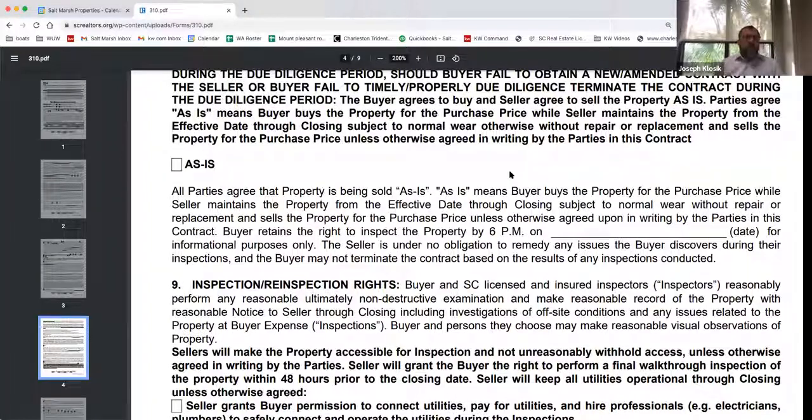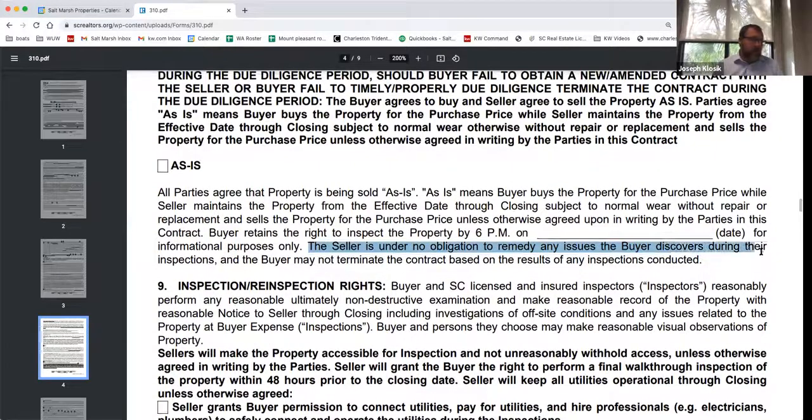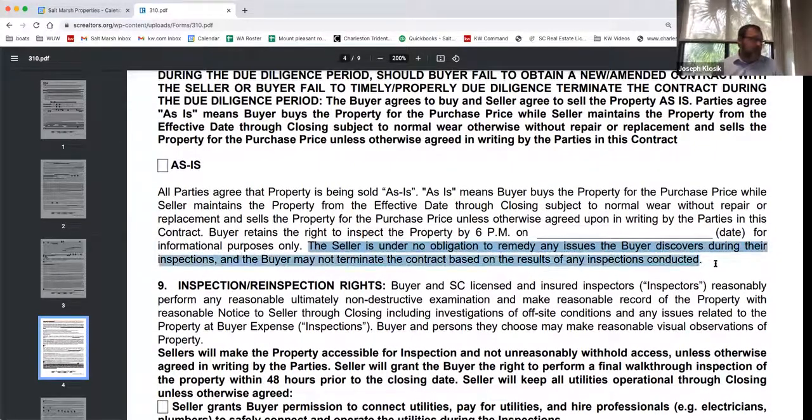So the bottom line is, as-is means you can buy the house, you can get it inspected, you can have any and everybody inspect it. There's a deadline on the inspections. I don't even know why there's a deadline on the inspections, because it doesn't matter. But it says the seller is under no obligation to remedy any issues the buyer discovers during their inspections. And the buyer may not terminate the contract based on the results of any inspections conducted.